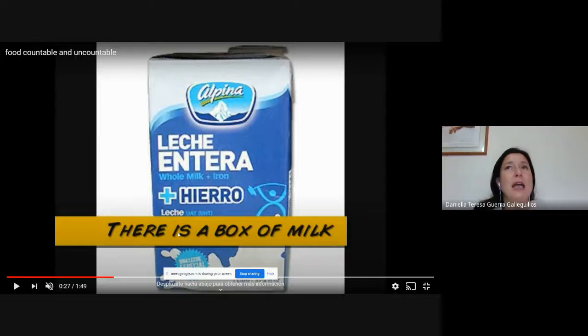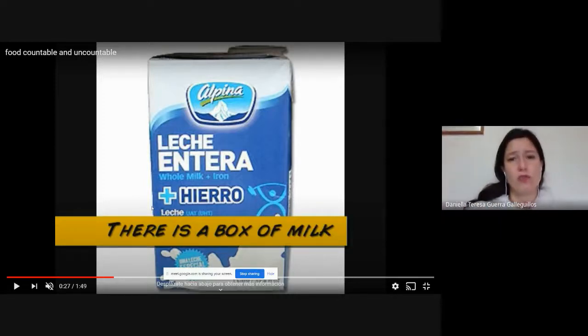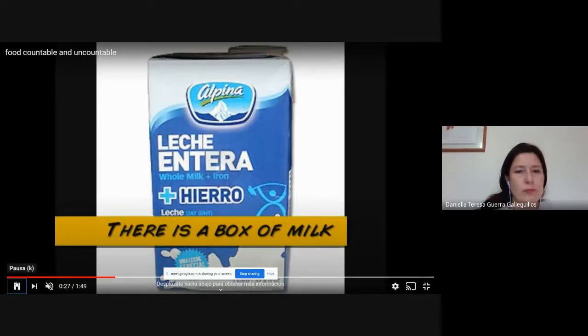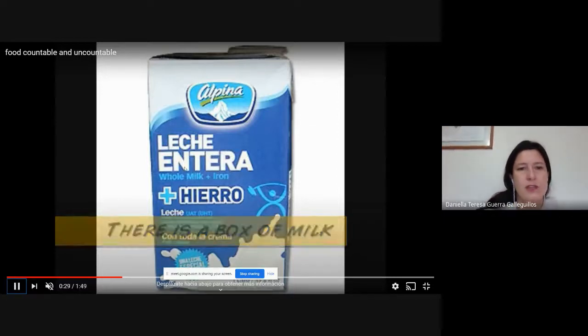There is some milk, si no quiero decir la cantidad exacta. Si no hay nada de leche, there isn't any milk in the house. Si quiero decir que no hay mucha, there isn't much milk in the house. ¿Cuánta leche queda? How much milk is there in the house? Let's continue.